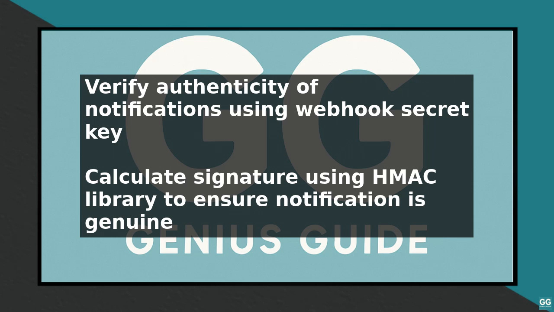In summary, configuring Revolut webhooks for payments involves creating a webhook, selecting the events you want to receive notifications for, and verifying the authenticity of the notifications. By following these steps, you can receive real-time notifications about transactions and events related to your Revolut account and build a robust and scalable payment processing system.